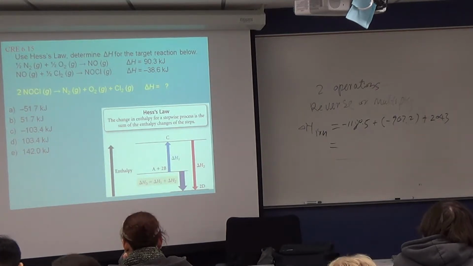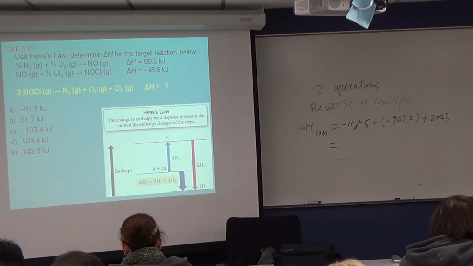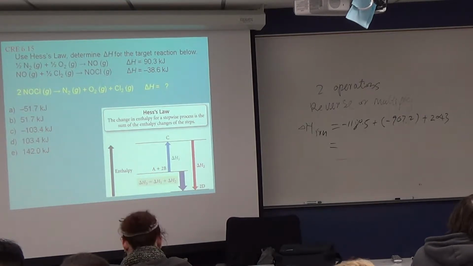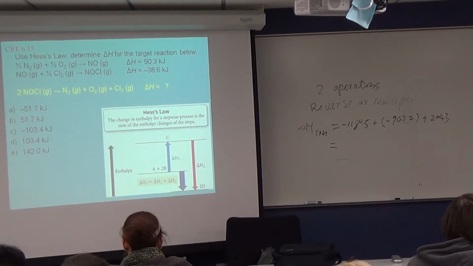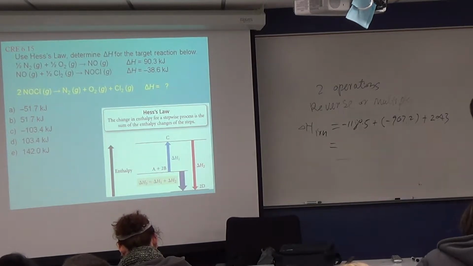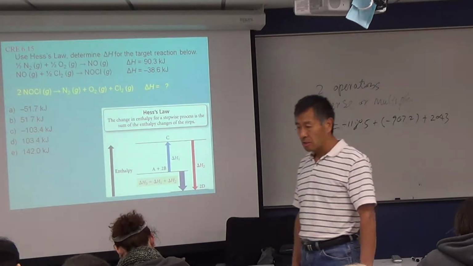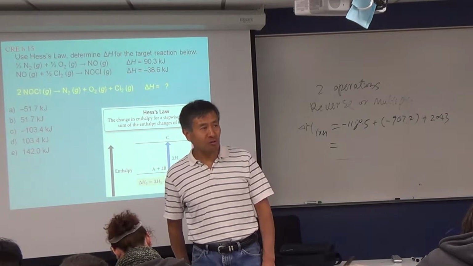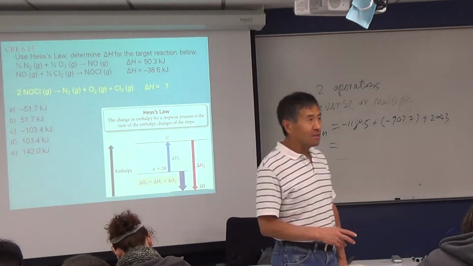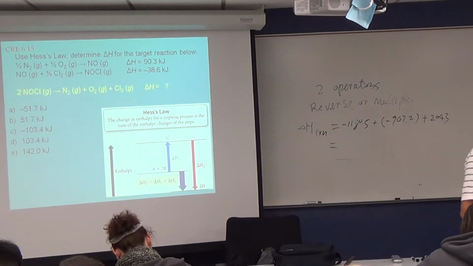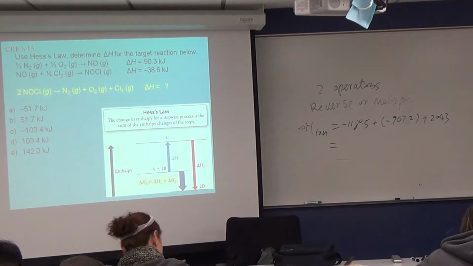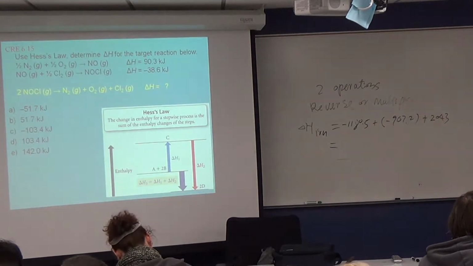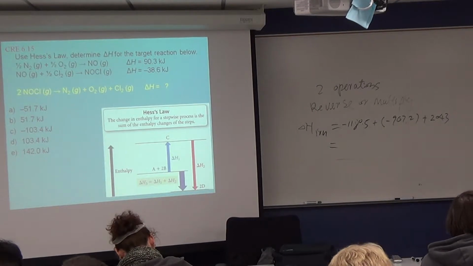Any questions? How did I get negative 103.4? What was the answer? Well, we reverse it. C? Okay, good. Alright, I think this one, you get it? You know what we did? We reverse both of them. Not only that, we also multiply both of them by 2.